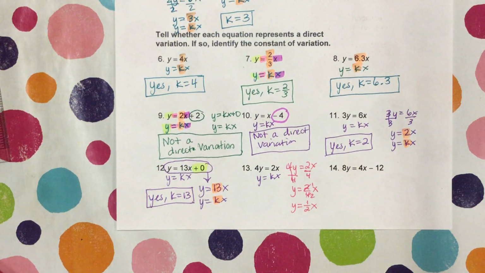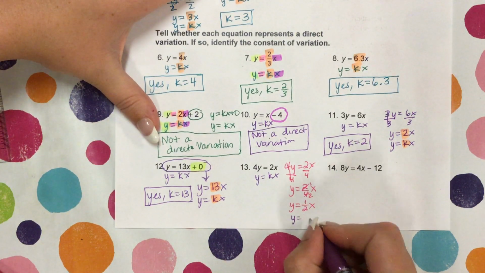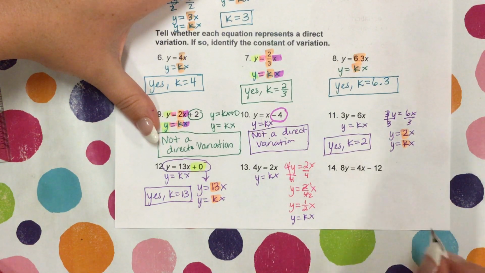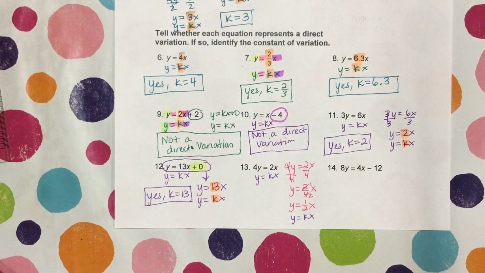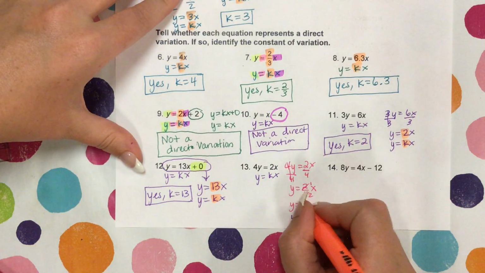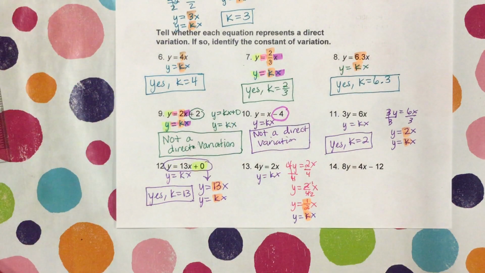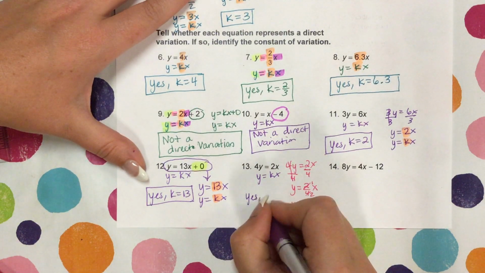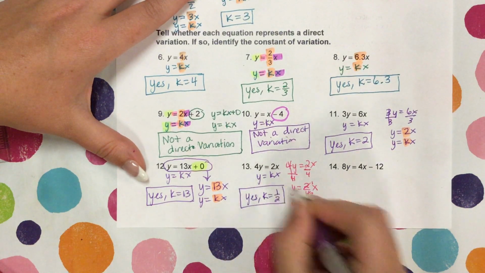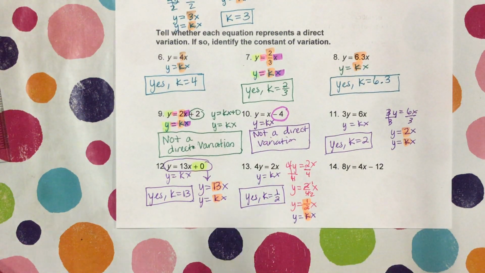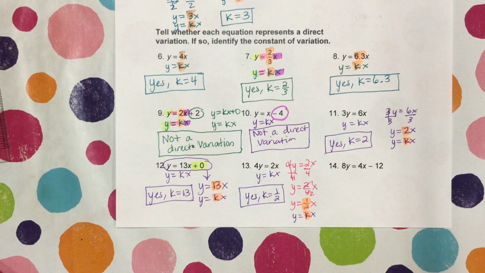Now, is that of the form y equals kx? And yes, it is. The y's, the equals, the x's. The constant of variation is right here. The constant of variation is 1/2. It's a fraction, and that's totally okay. So, yes, our k is equal to 1/2. Okay? Let's go with problem 14.